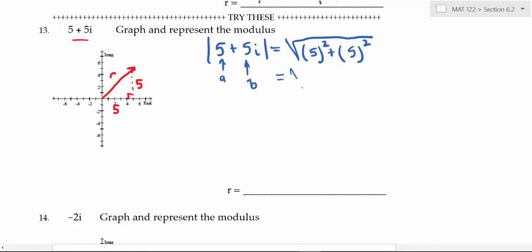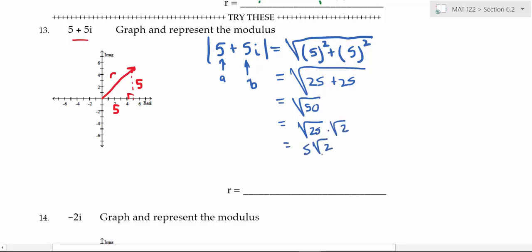So you would end up having the square root of 25 plus 25. So that is the square root of 50. We can break that down into the square root of 25 times 2. So that is 5 radical 2. That means the modulus is 5 radical 2. Again, that means the absolute value of 5 plus 5i. It's that distance, okay? And again, you've got that circle going around that then.